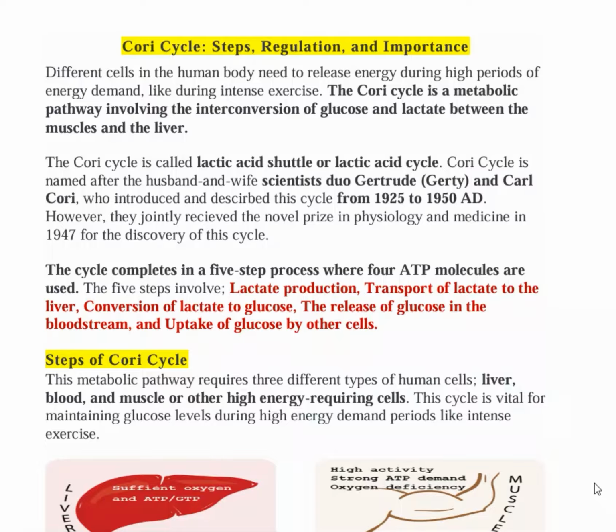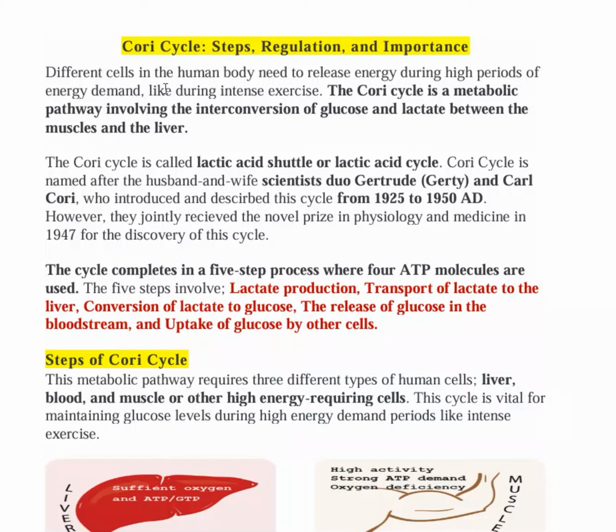Now let's understand the Cori cycle step by step. First of all, what is the Cori cycle? It is a metabolic cycle in which lactic acid, or lactate, produced by anaerobic glycolysis in muscles is transported to the liver, converted into glucose, and returned to the tissues for reuse as an energy source.